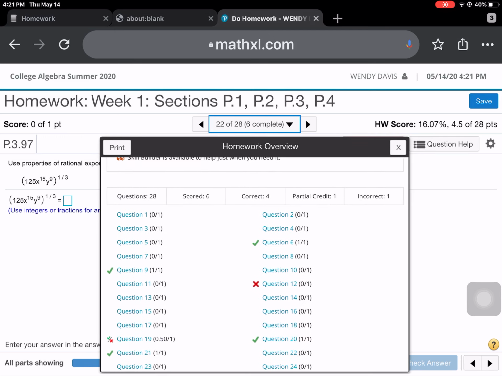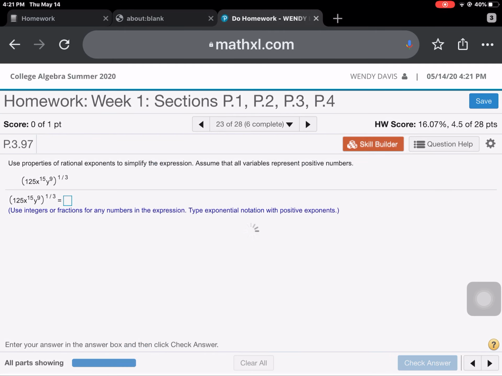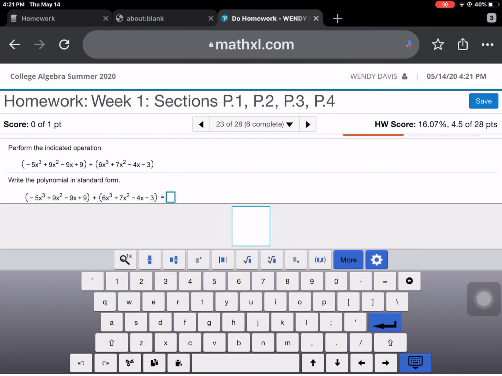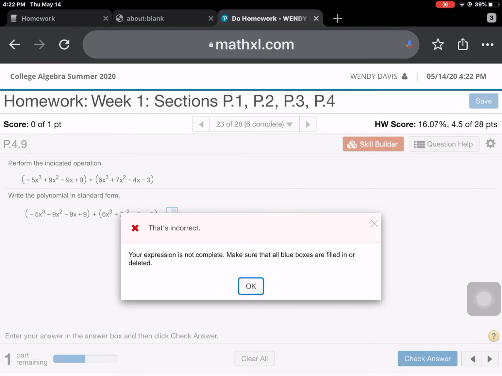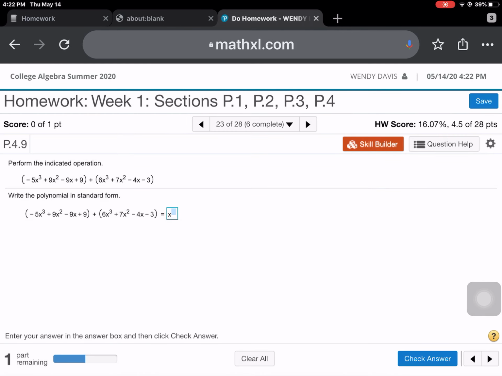Let's go to 23. Okay, so once again, how do you get an exponent? Let's see, negative 5x cubed plus 6x cubed would be 1x cubed. So I'm not going to do the whole thing, but remember an exponent, you hit the letter and then the exponent button, which is the box with the box. Okay, and that is some My Math Lab tricks, or how to key stuff in My Math Lab for this section.